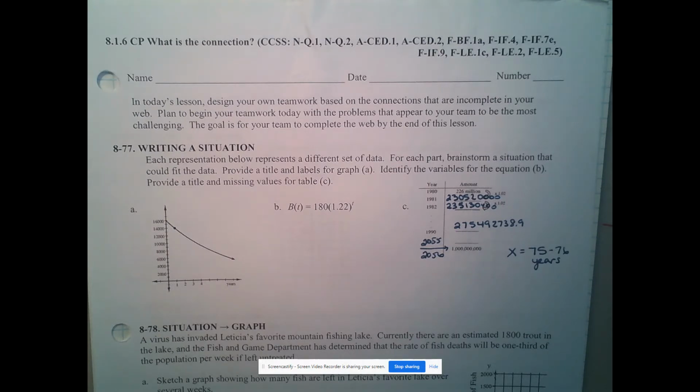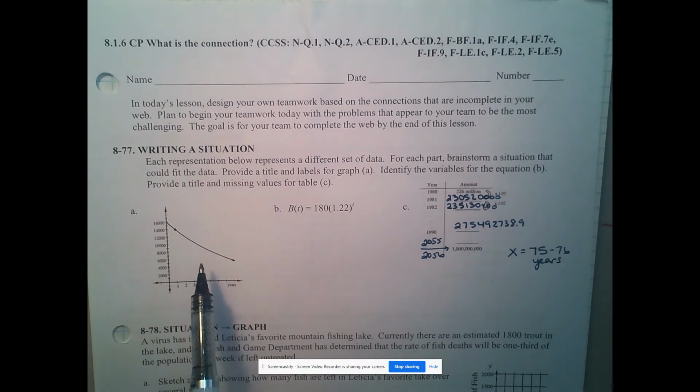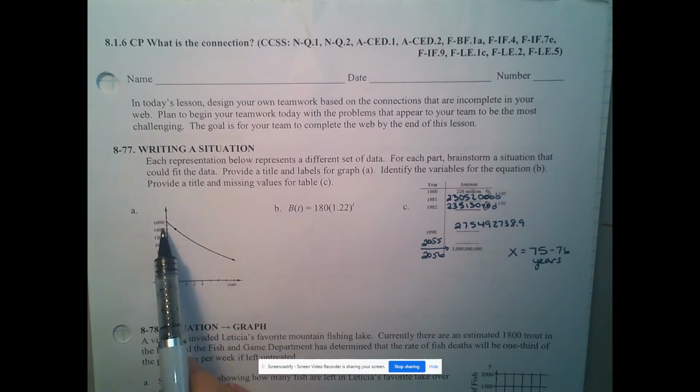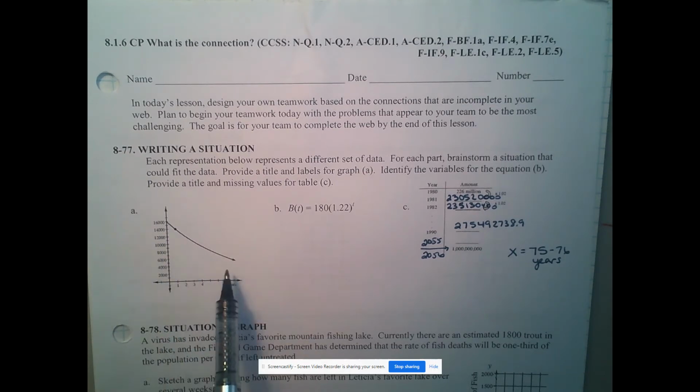Provide a title and labels for graph A. Identify the variables for the equation B. Provide a title and missing values for table C. So A is a graph, and we want to look at things like where is the y-intercept? So this is starting at $16,000. We can also see that the function is decreasing, and we can see down here that they've got years.